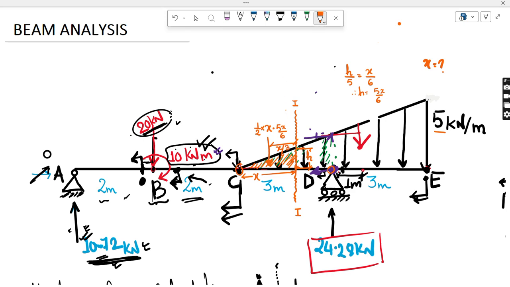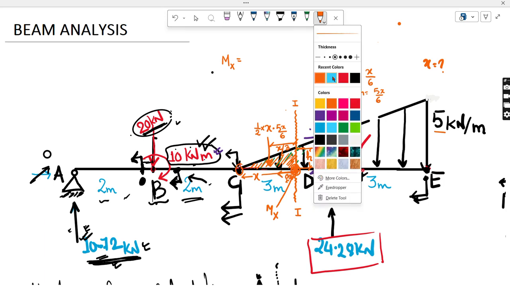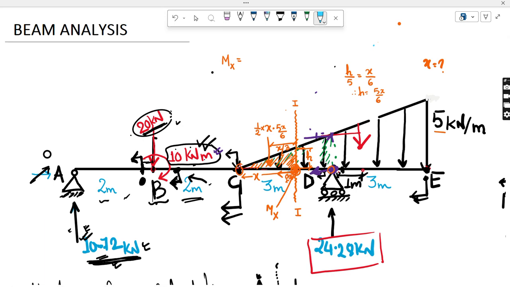Now I have to find the bending moment at this point, at this big circle, at this distance. So let me see how much the Mx value will come. You can imagine I am over here, looking towards the left. So let me find the moment equation.